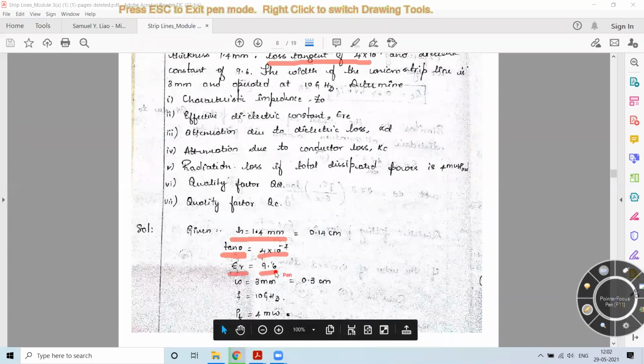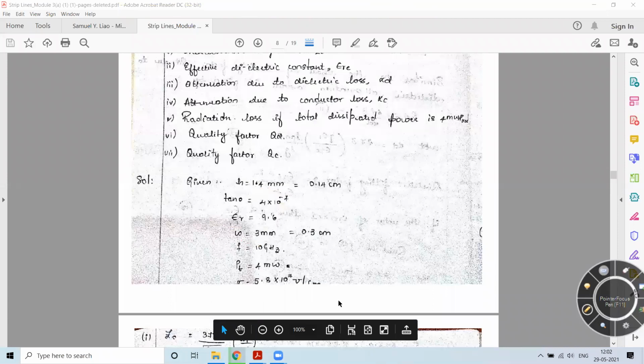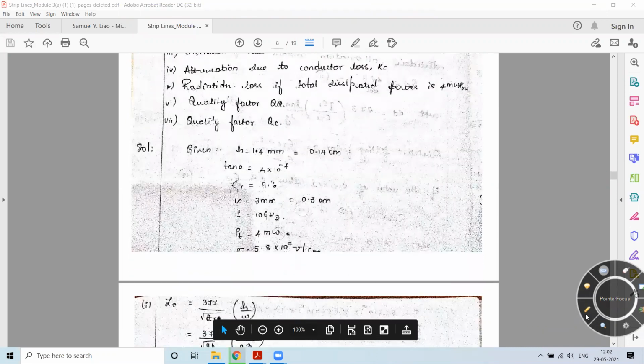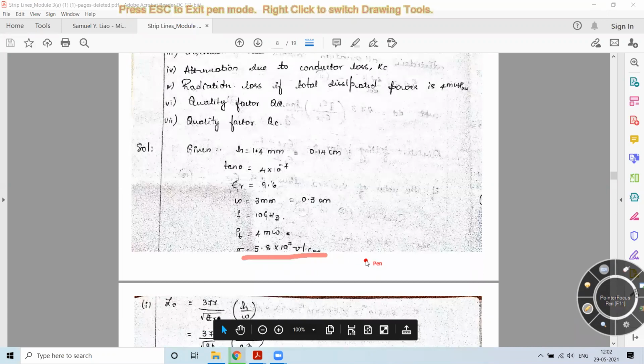Then epsilon r is 9.6. Width is given as 3 millimeter. F is 10 gigahertz, and P is 4 milliwatt. That is, the transmitted power is 4 milliwatt, and the sigma value is given as 5.8 into 10 raised to 7 mho per centimeter.